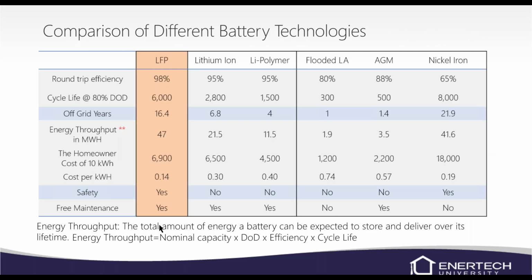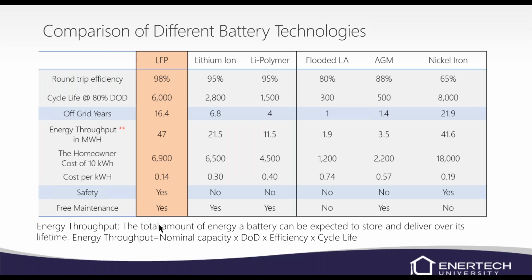Comparison of some of the different battery technologies. We kind of talked about this, but basically the energy throughput is the total amount of energy a battery can be expected to store and deliver over its lifetime. You can figure that out by the nominal capacity multiplied by the depth of discharge, by the efficiency and the life cycle.